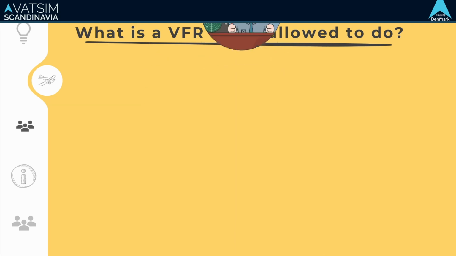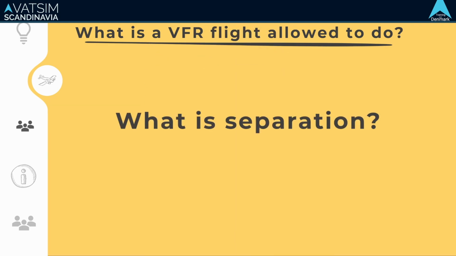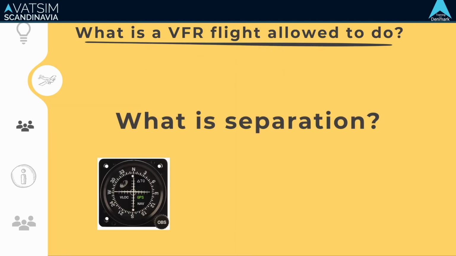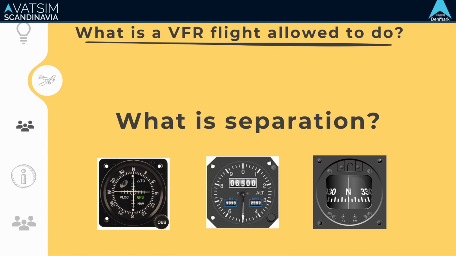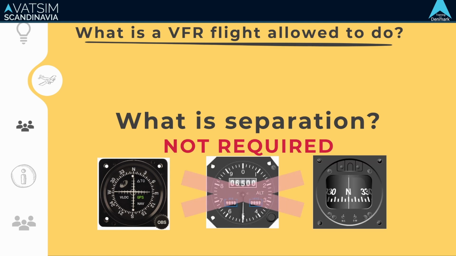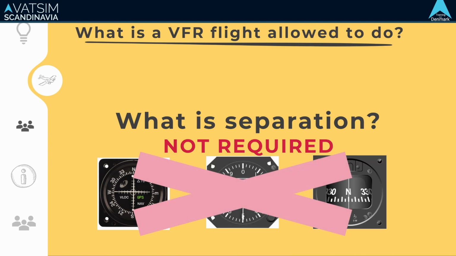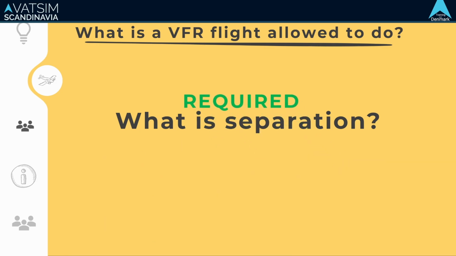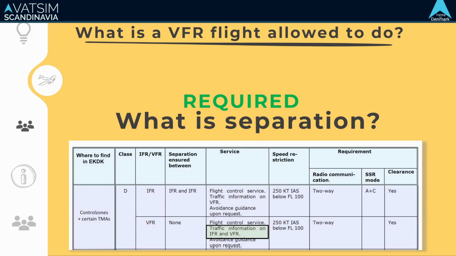That's it. Let's just quickly talk about what is separation. It's giving headings, giving climbs, giving directions, all this stuff. It is not required for VFR, so don't get so nervous about it. What is required is for you to give a clearance for how to fly. And for the love of God, traffic information. These are the only things you need to consider.